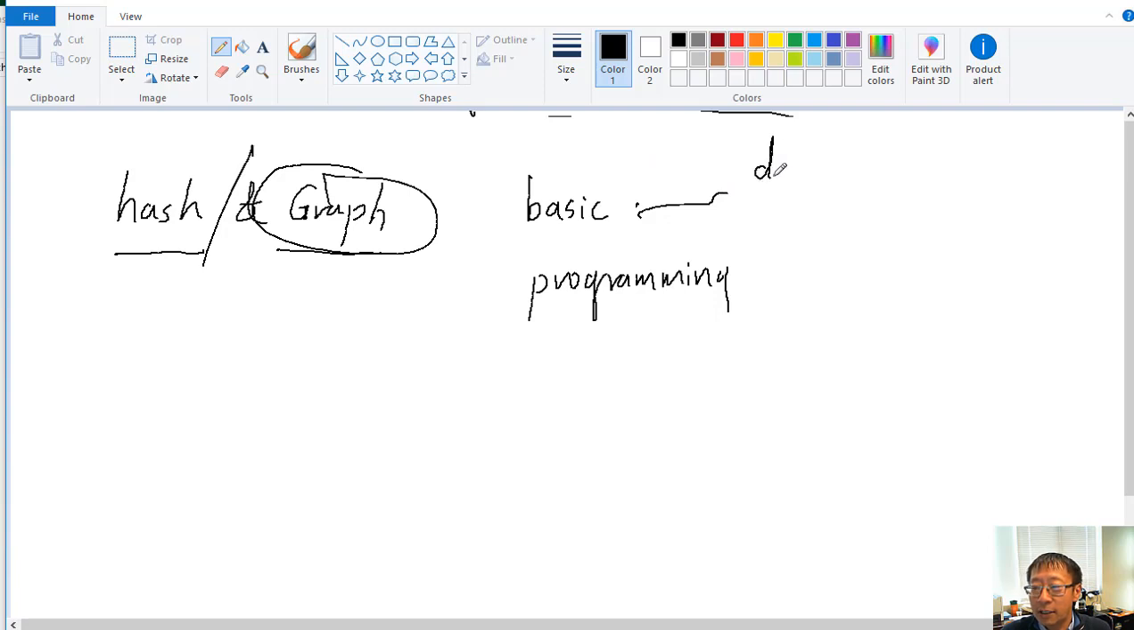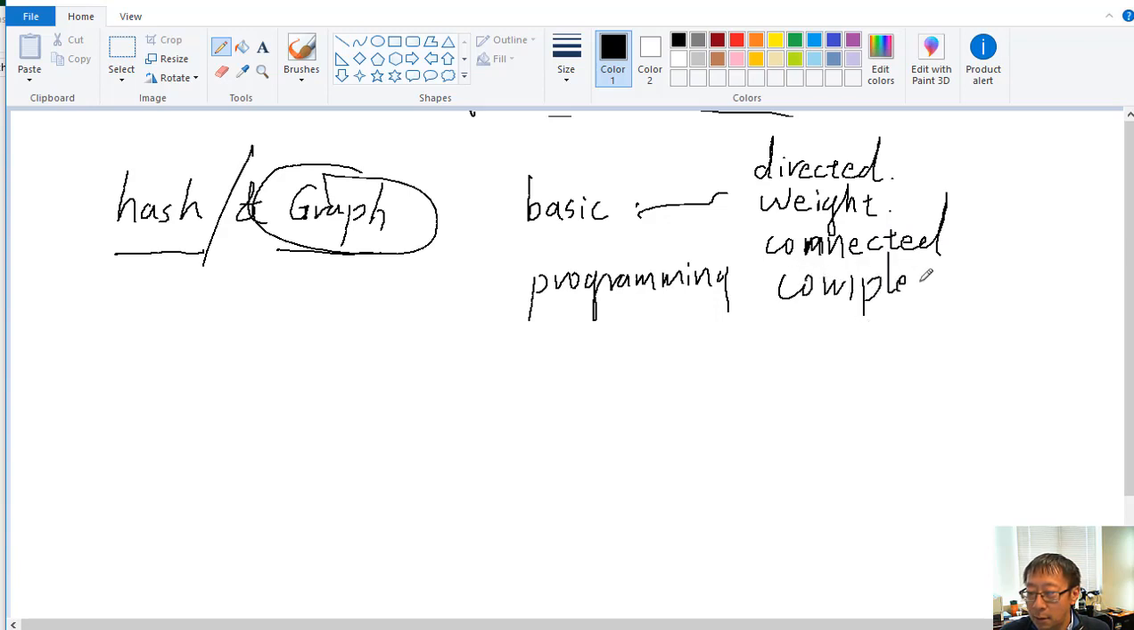So the basic concept we're talking about, there are several things. Is this a directed graph? Are the edges directed? Are they weighted? Are they connected? Sorry. Are they complete? And so on and so forth. You need to make sure you understand all these concepts. Connected usually means you can go from any node to any node. So here you want to be very careful, okay?